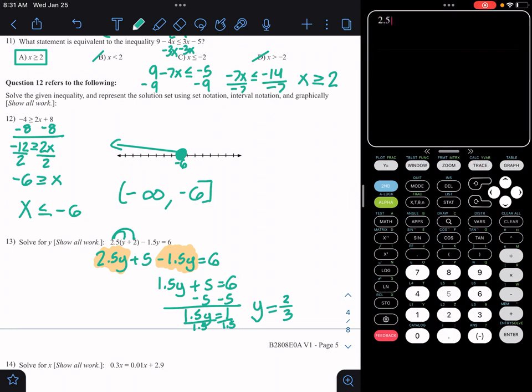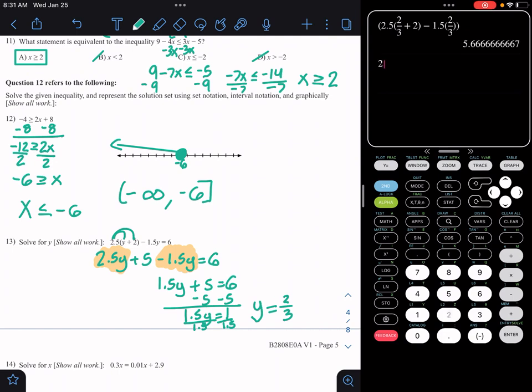So I'm going to write 2.5 parentheses instead of y, I'm going to put 2 over 3, then plus 2 parentheses, negative 1.5, and times it by y, which is 2/3. And I need this to be equal to 6 if I did it correctly. It's not equal to 6. What happened here?